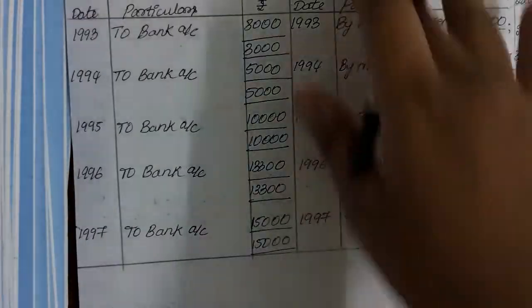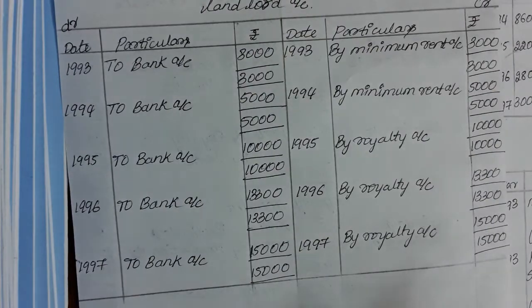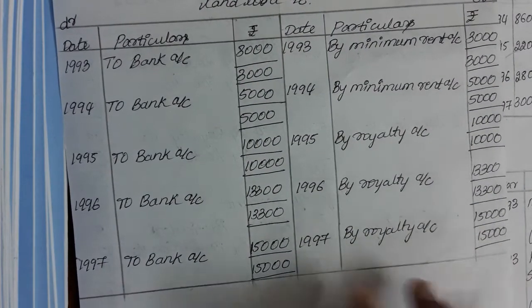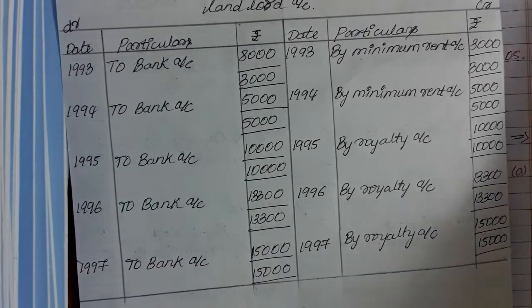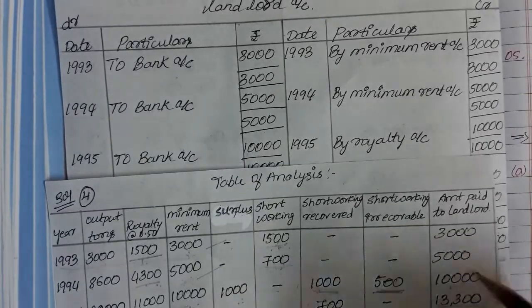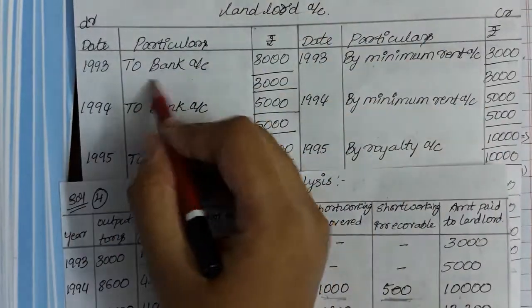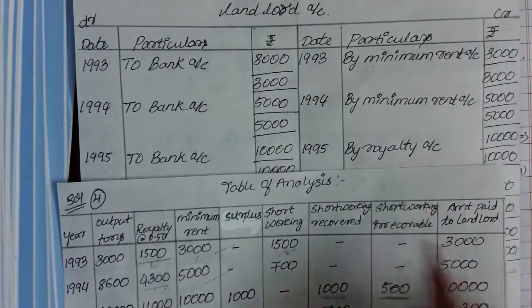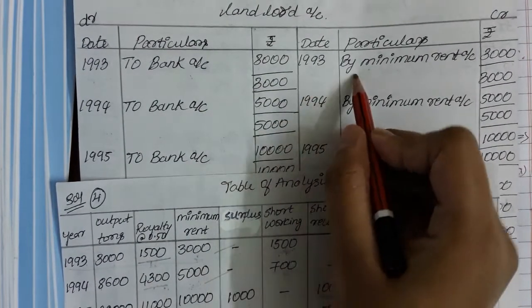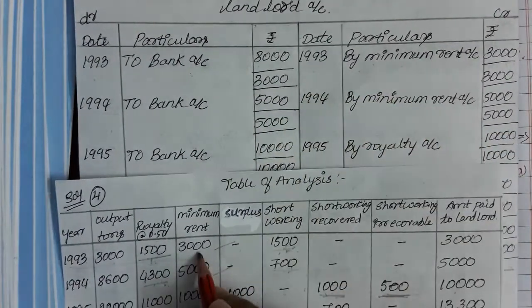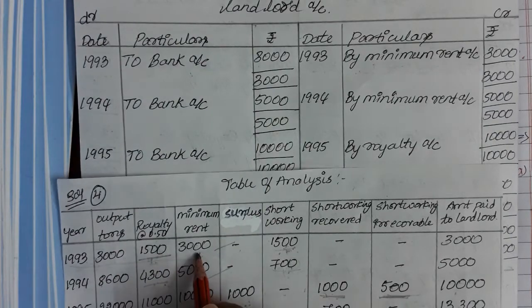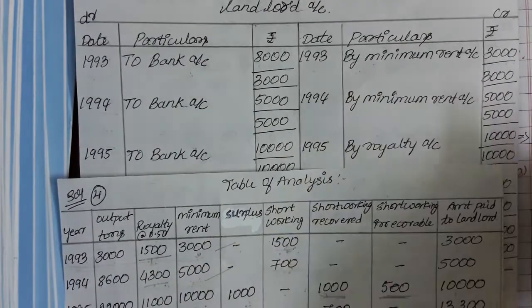Next, going on to the landlord account. This is the simplest and the easiest account you need to prepare. Whatever the value you paid, amount payable, you will be writing 1993 to bank account. What is the amount you paid? 3000 written. 1993 on the credit side, how did you pay? Did you pay minimum rent or did you pay royalty? You paid minimum rent, right? By minimum rent account 3000.